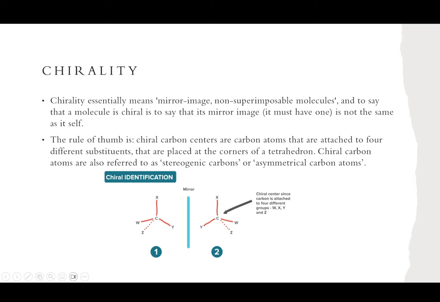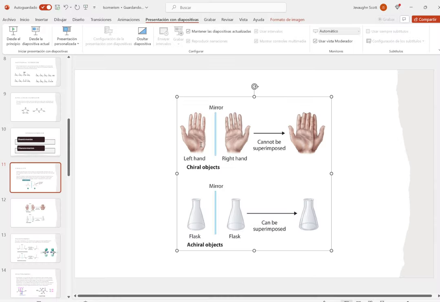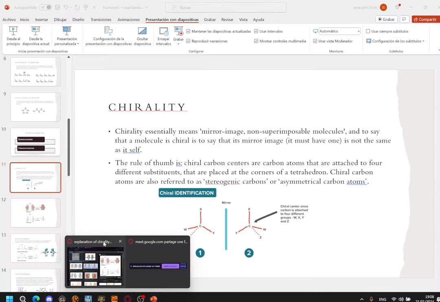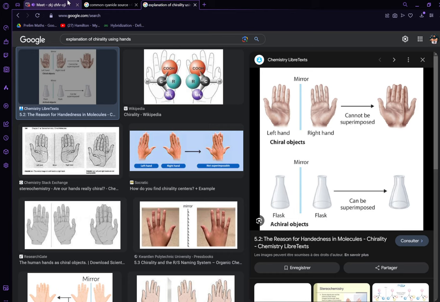All right, no problem. I believe I just created two enantiomers. I'm not going to create any diastereomers. They're kind of weird to create. Let me see how best I can show this.